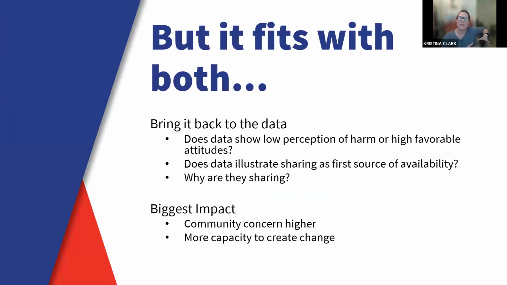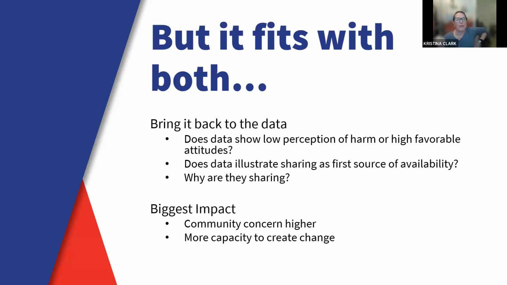So again, if it fits in place, ask yourself to bring it back to the data. What does data show in terms of low perception of harm or high favorable attitudes? Does the data illustrate sharing as the source of availability? So here we see the first source of availability is actually coming from those unmonitored medicine cabinets. So it makes more sense for us to shore up that and then work on the prescription drug sharing as a favorable attitudes issue. Go back to asking yourself why they're sharing. So again, we're unpacking so we get it in the right place.